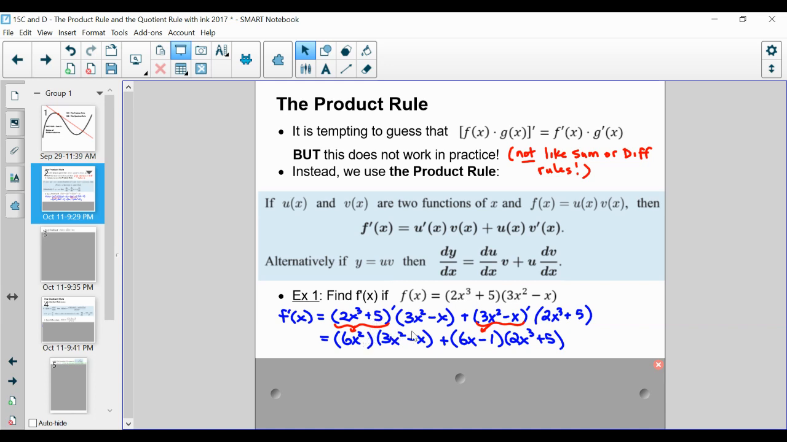When I take that derivative, I take the derivative of 2x cubed and get 6x squared, plus the derivative of 5, which is 0, multiplied by the second function as is. Then I take the derivative of the second function, which gives me 6x minus 1, that's 3 times 2x, minus 1, times 2x cubed plus 5, which was the original first function. Now there's no need to expand or simplify at this point. I can just leave it in this form. Later on, if we have common factors, we will simplify more, and you'll see that in a further example.